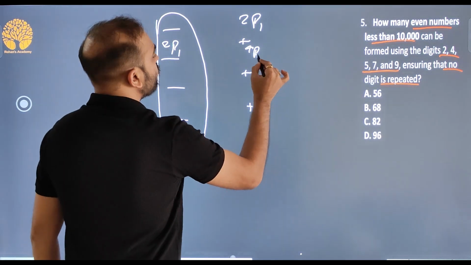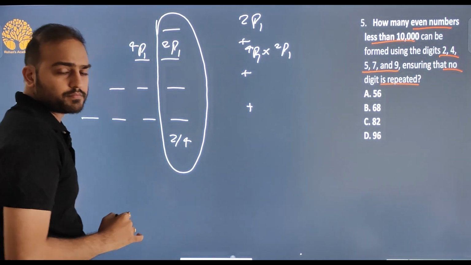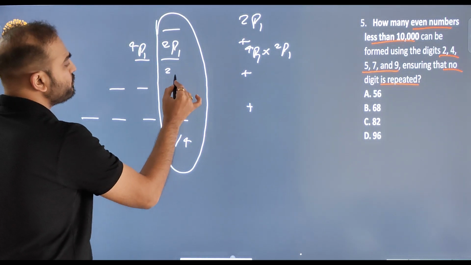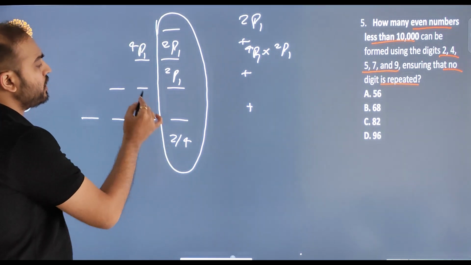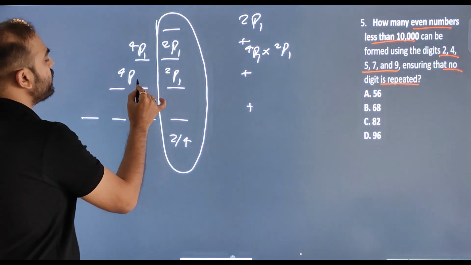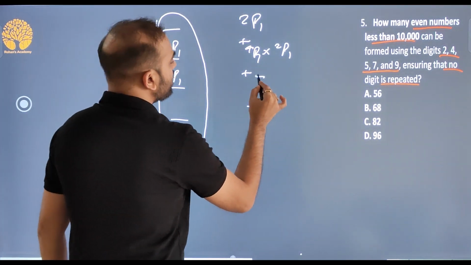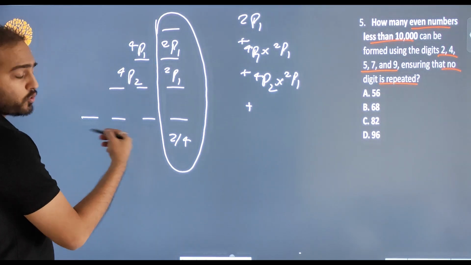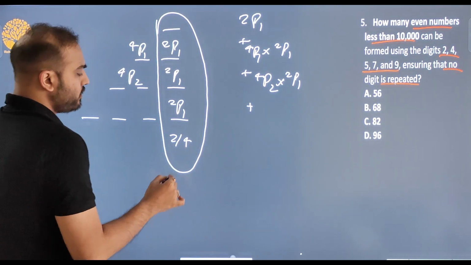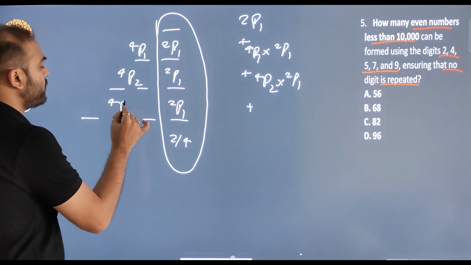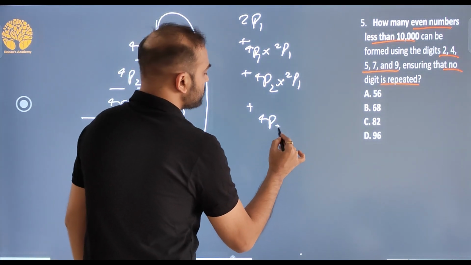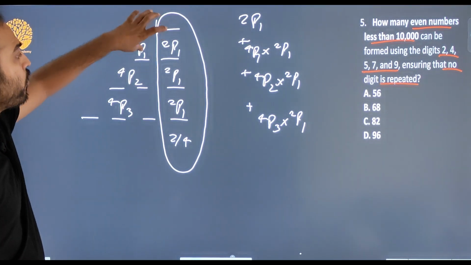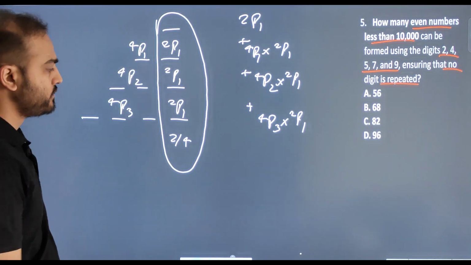So that is 4P1 into 2P1. To make a 3-digit number, again the units digit has to be 2 or 4, one of the two. Remaining 2 digits from the remaining 4, any 2 digits I can pick. So that's 4P2 into 2P1. If I want to make a 4-digit number, again 2 or 4 in the end, from the remaining 4, any 3. So that's 4P3 again into 2P1. And remember, I'll add because I want this or this or this or this.